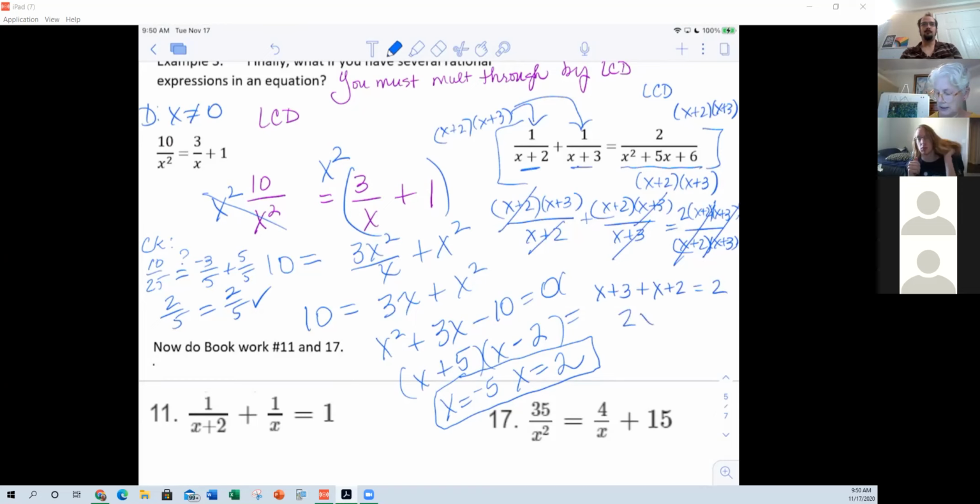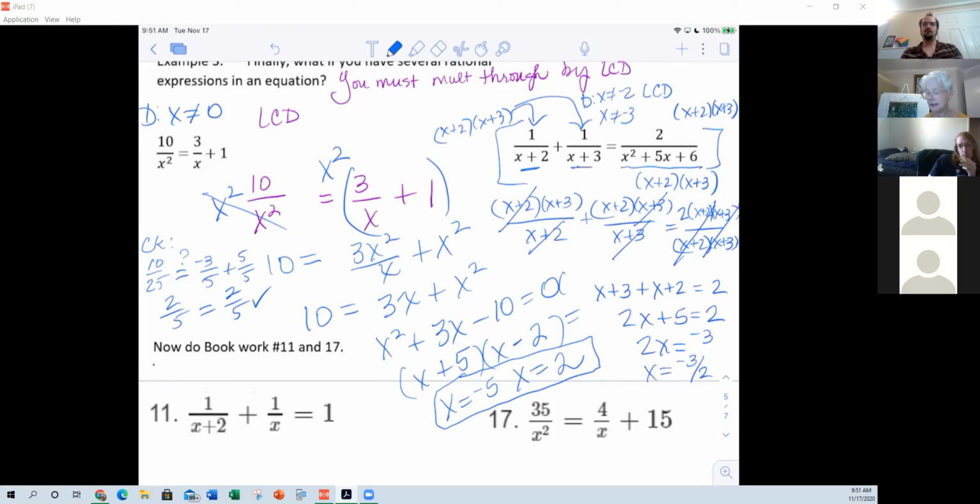So that's going to be 2x plus 5 equals 2. So 2x is equal to negative 3, and x is equal to negative 3 halves. Okay, so the domain here, x can't equal negative 2, and x cannot equal negative 3. So negative 3 halves is fine as far as that goes.